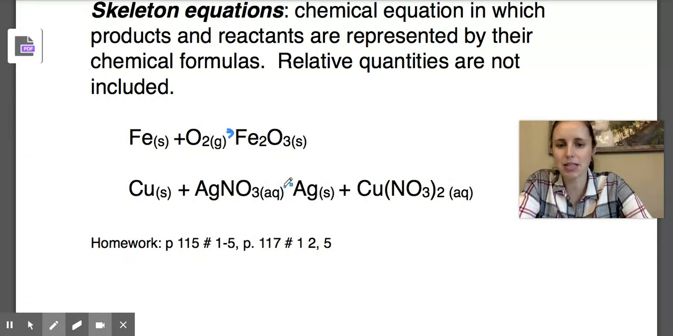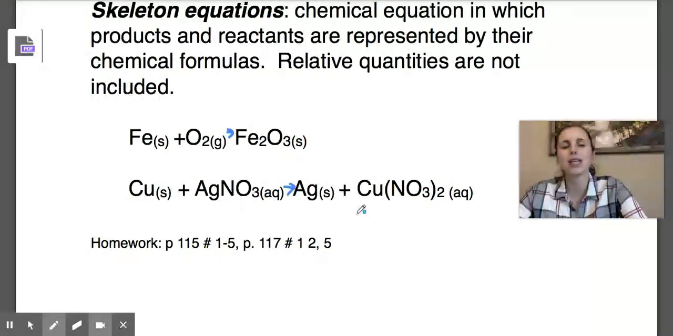This is the same as our second word equation. So copper, solid copper, plus silver nitrate is going to yield solid silver and copper 2 nitrate. You can see these are a little bit more challenging to write. You actually have to take the name and convert it to the chemical formula. We did this in Unit 1, so you should be okay with this, but it takes a little bit more time. The really nice thing here, though, is that you can actually see how many atoms you have, which is way more useful in chemistry.